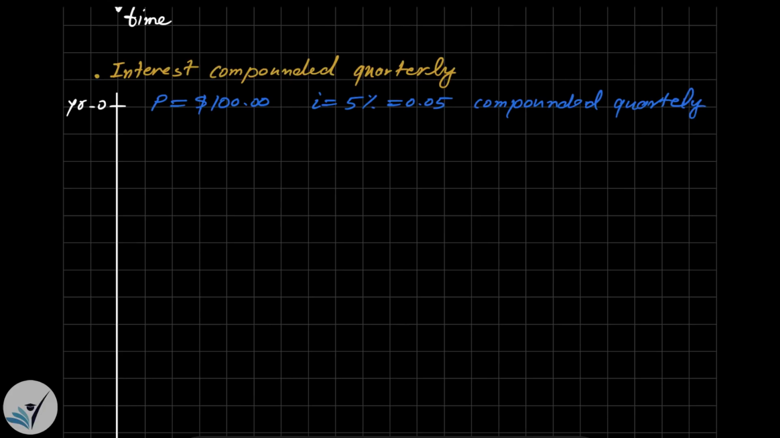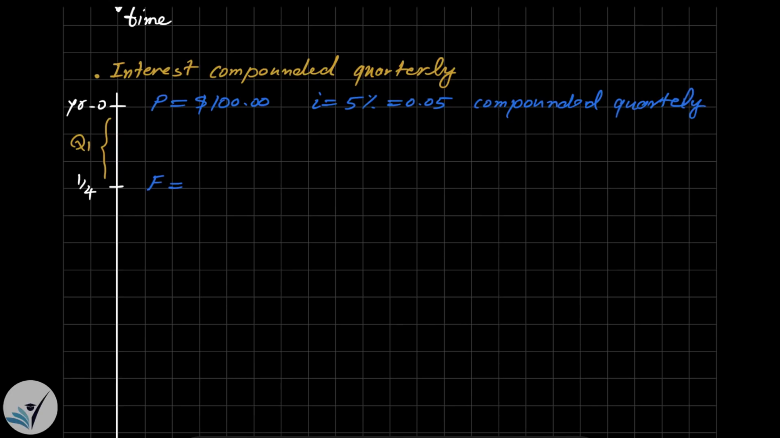So in this account, since the interest is compounded quarterly, every quarter the balance will change. So instead of jumping to the end of the first year, we have to calculate the balance of the account every 3 months or a quarter of the year. So after the first quarter, so this is end of first quarter, we have to calculate the balance.